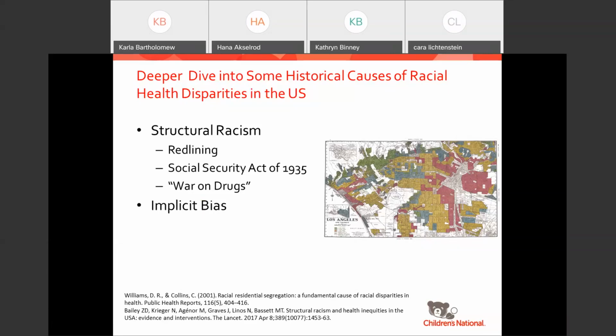Implicit bias refers to the stereotypes or attitudes that affect our understanding, actions, and decisions in an unconscious way. Although implicit bias is not limited to race, studies have found that implicit bias can often influence patient-provider interactions, treatment decisions, treatment adherence, and therefore affect patient health outcomes.